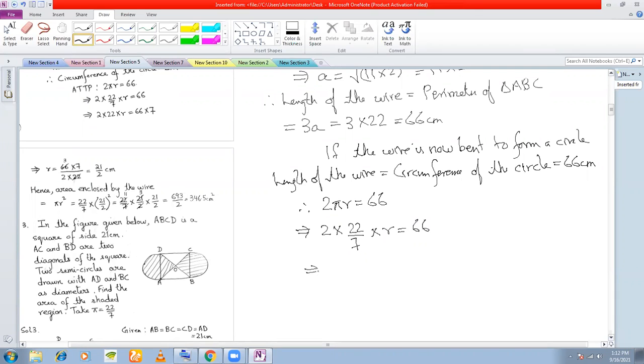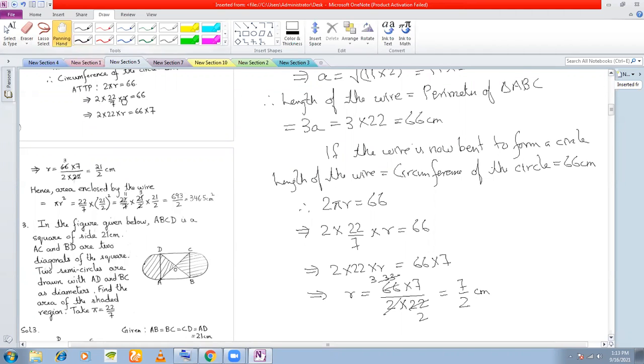Now you cross multiply. Now you divide both sides by 2 into 22. Okay, so this will cancel 33 times. Now you can cancel with 11. So you get 7 by 2 centimeter. Keep it as a fraction because we need to work with this. So you have got the radius.